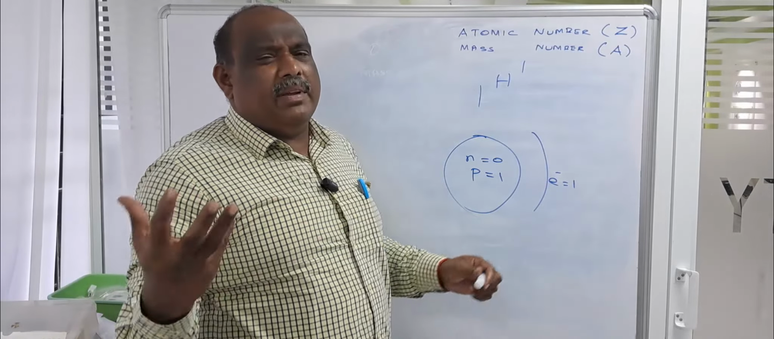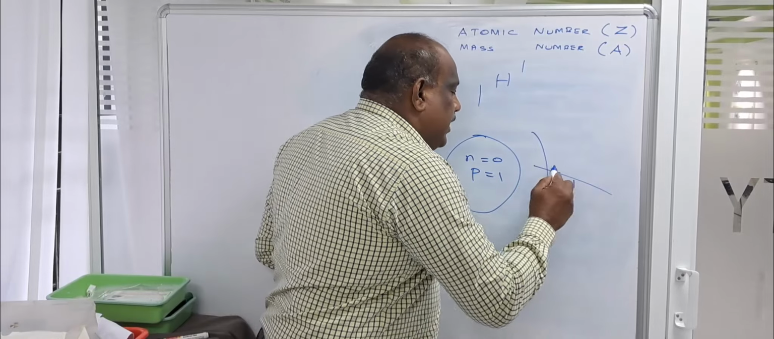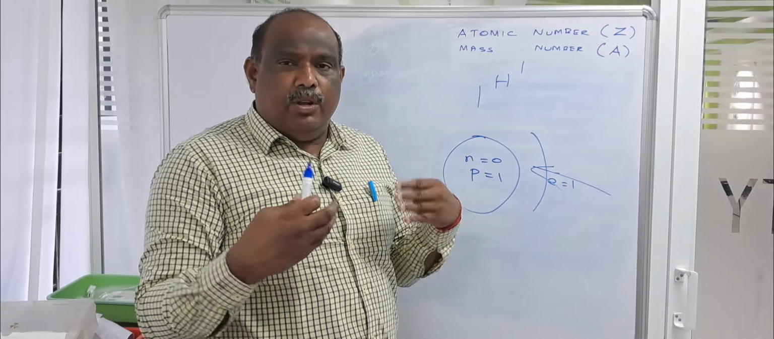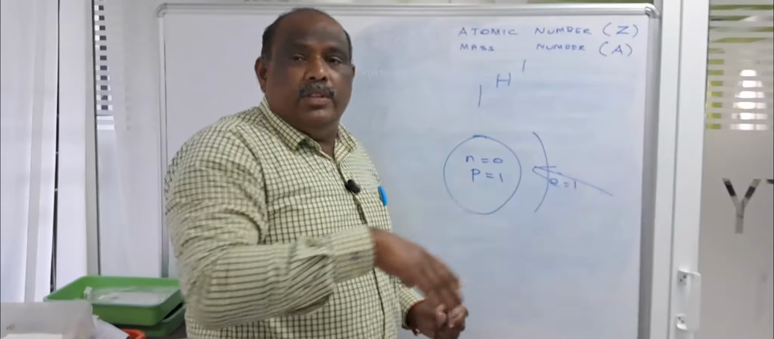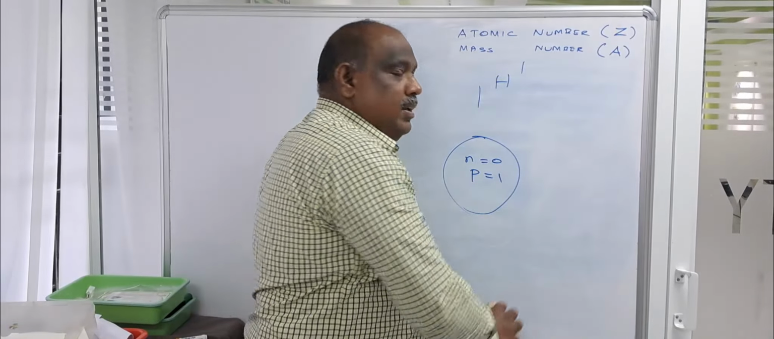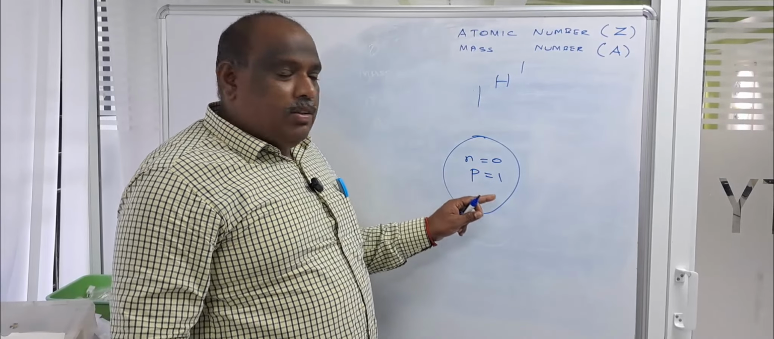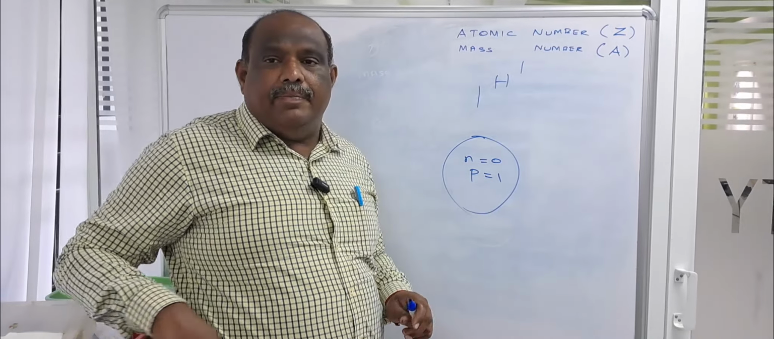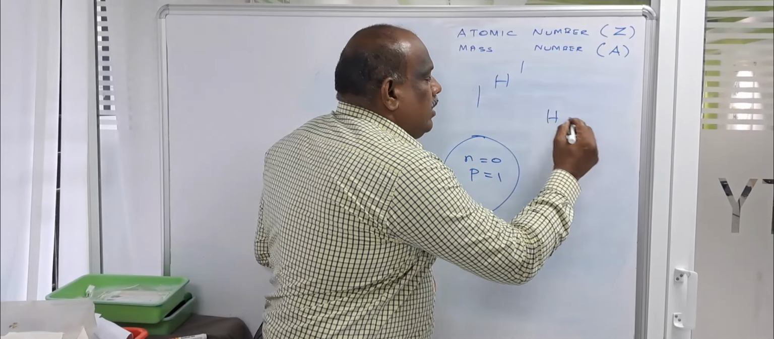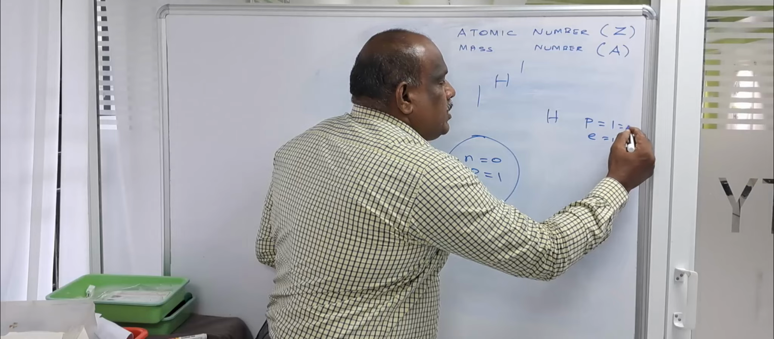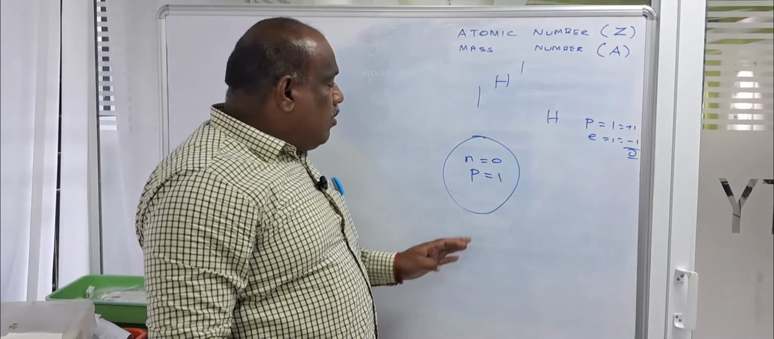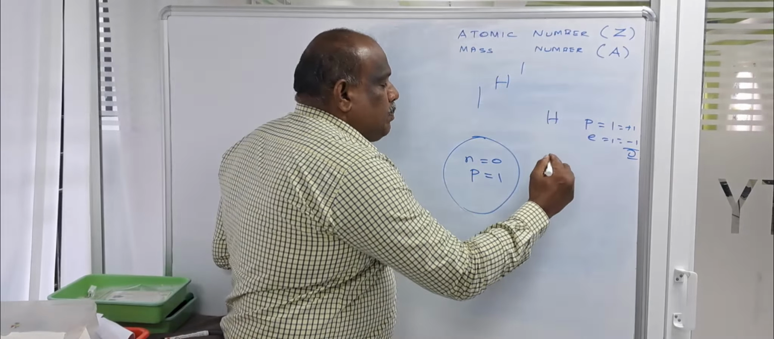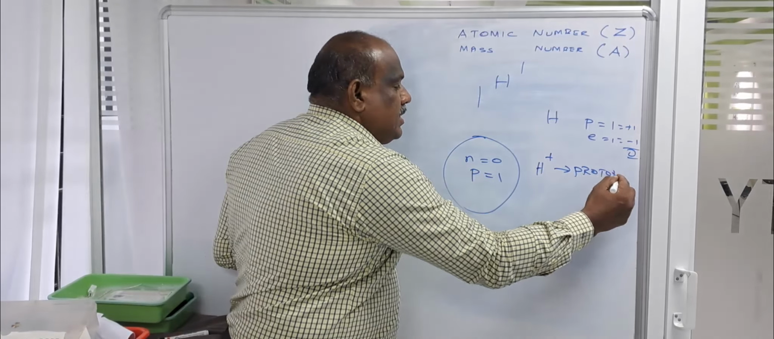Now, by giving some external force or external agency, I am going to remove this electron from the hydrogen atom. Already this hydrogen doesn't have a neutron. Now this hydrogen doesn't have an electron also. Now you have only a proton. Now what is the charge of the hydrogen atom here? Neutral. Why is it neutral? Because proton is 1, electron is 1, which means positive 1, negative 1, so it becomes 0. Now I have removed one electron. So what will the charge be now? 1 positive. So H plus is nothing but the symbol for a proton.